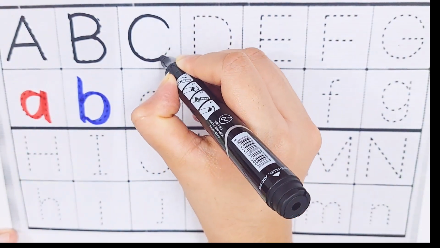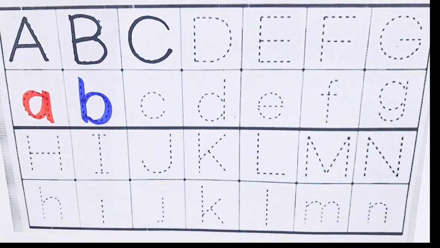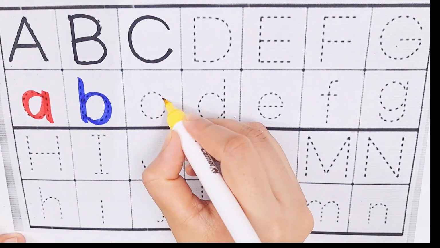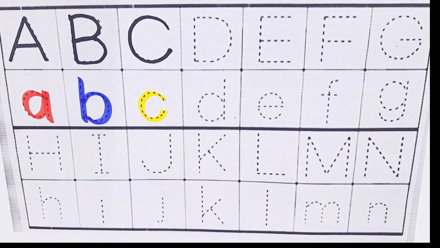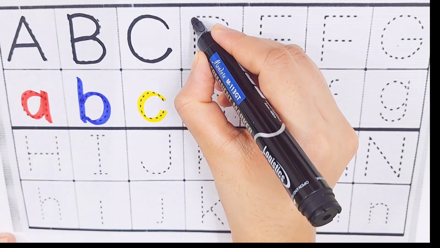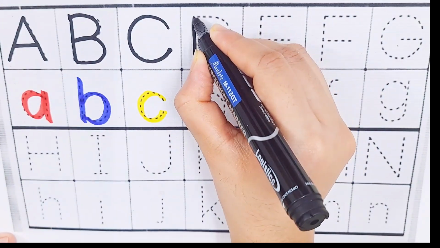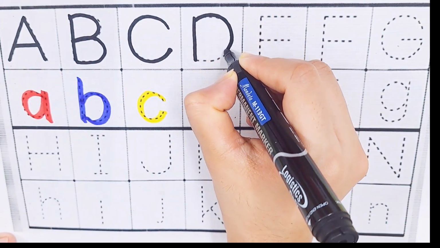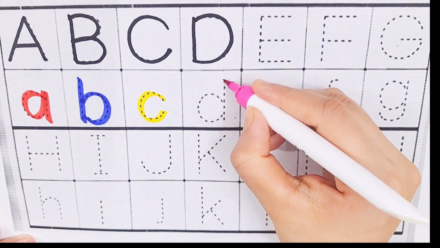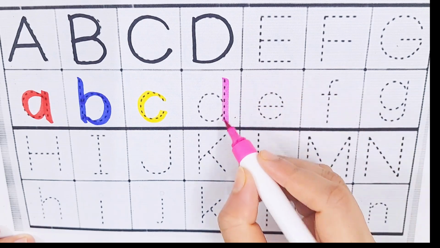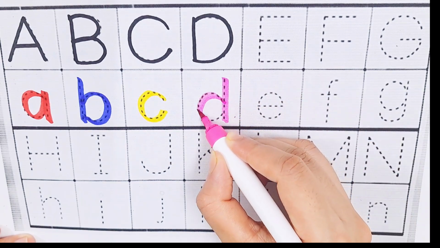C for candy. C for cake. D for dog. D for doll.